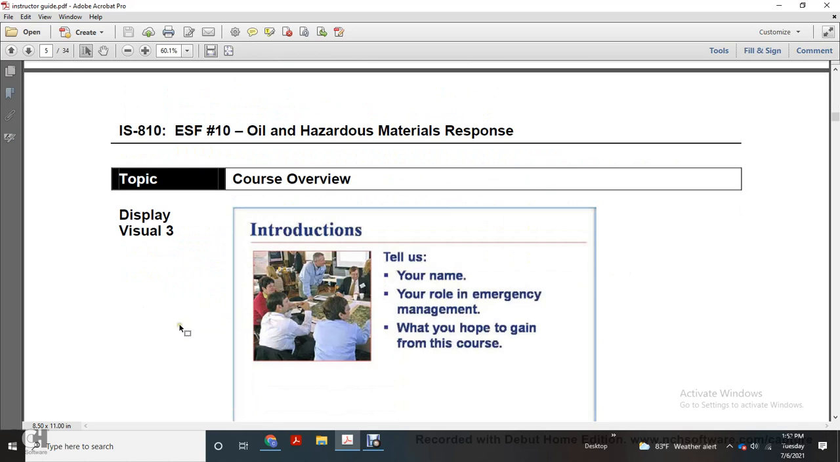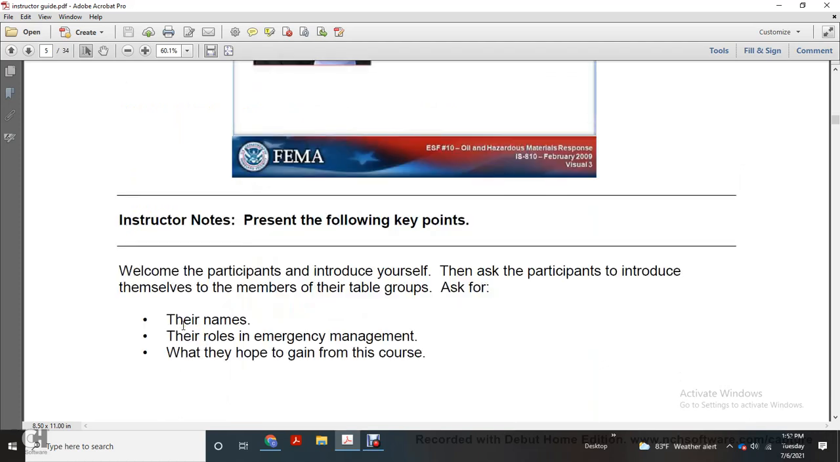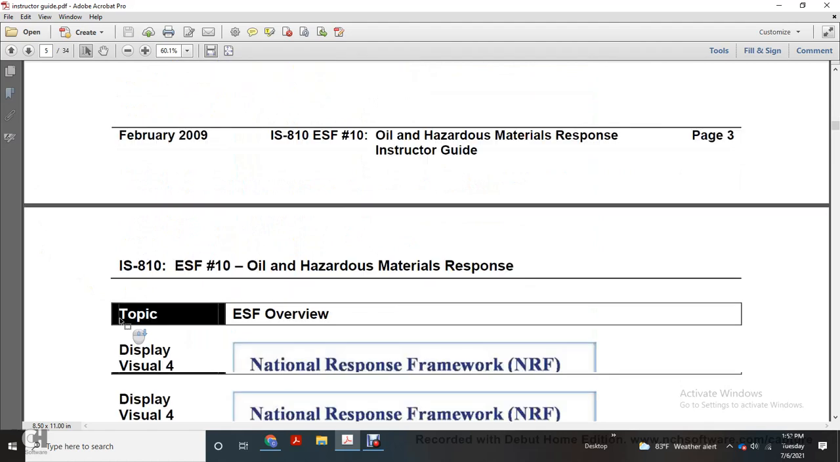Display Visual 3: Introduction. Tell us your name, your role in emergency management, and what you hope to gain from this course. FEMA. Welcome to the department. Introduce yourself, then ask the participants to introduce themselves with the members at their table or group, and to share their names, roles in emergency management, and what they hope to gain from this course.